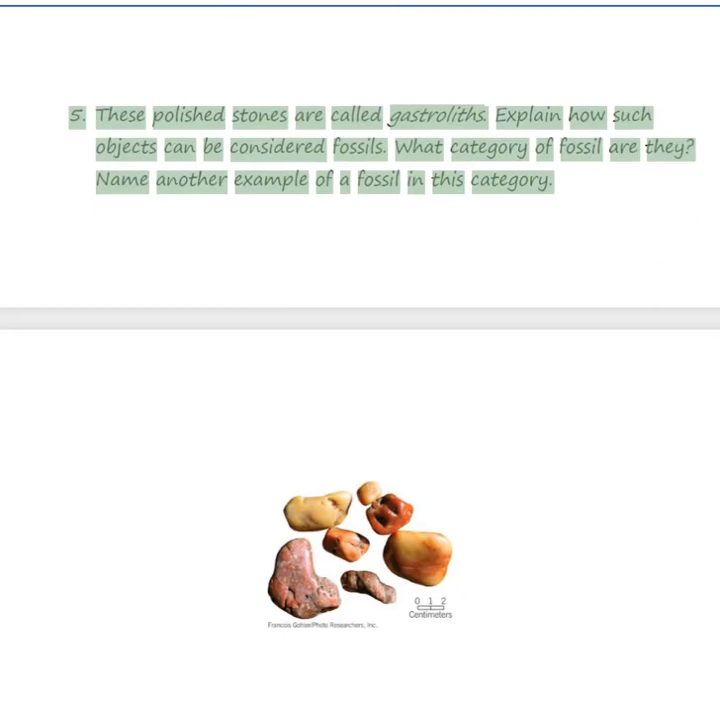5. These polished stones are called gastroliths. Explain how such objects can be considered fossils. What category of fossil are they? Name another example of a fossil in this category.